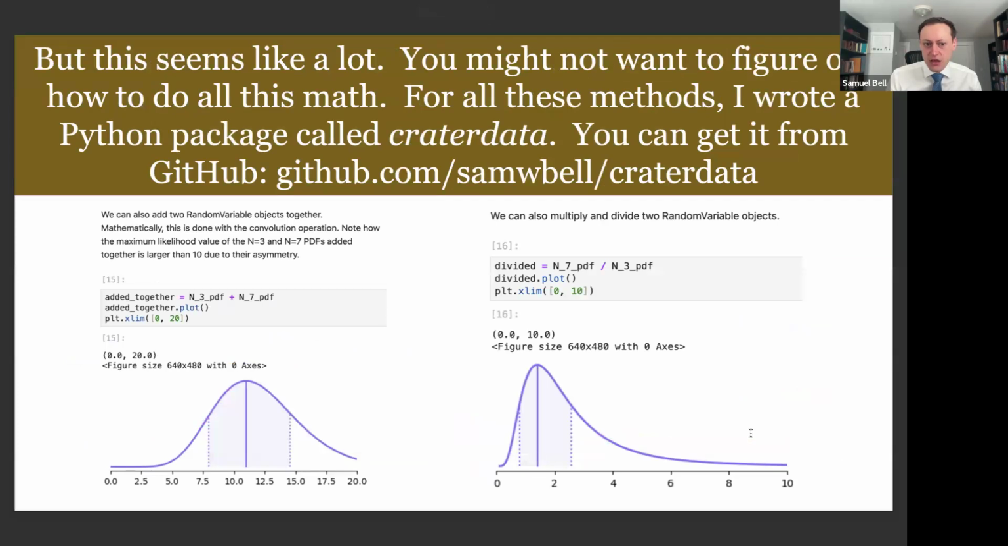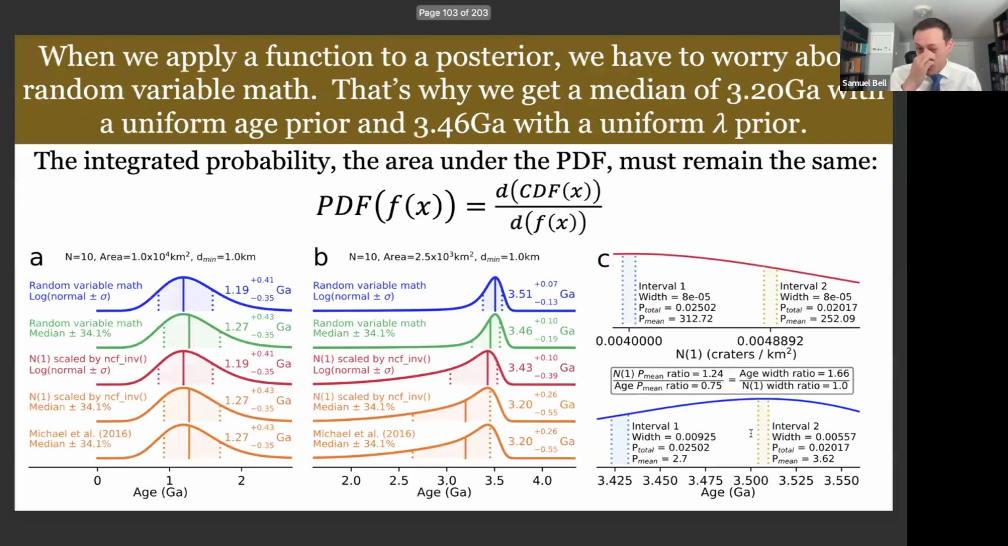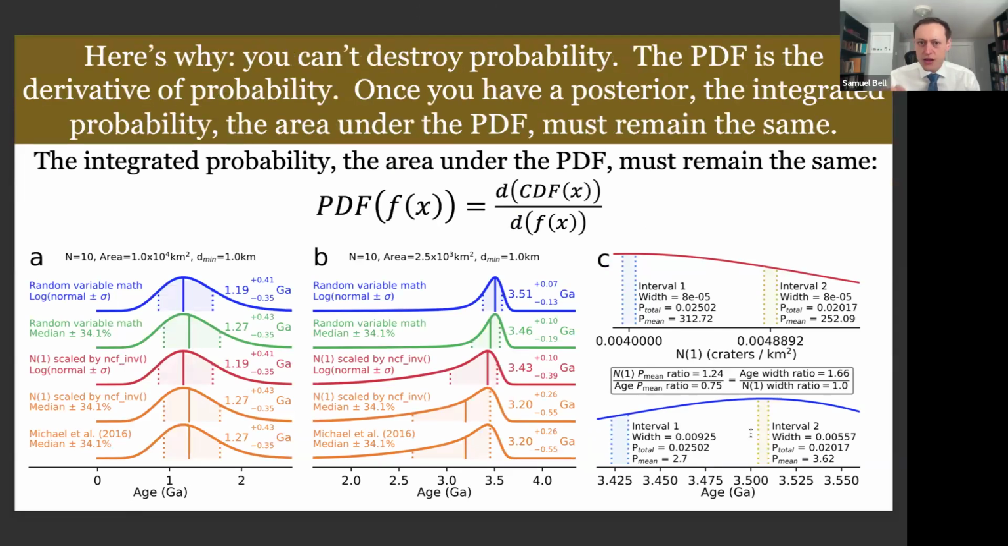But this seems like a lot. You might not want to figure out how to do all this math. For all these methods, I wrote a Python package called Crater Data. You can get it from GitHub. When we apply a function to a posterior, we have to worry about random variable math. That's why we get a median of 3.2 GA with a uniform age prior and 3.46 with a uniform lambda prior.